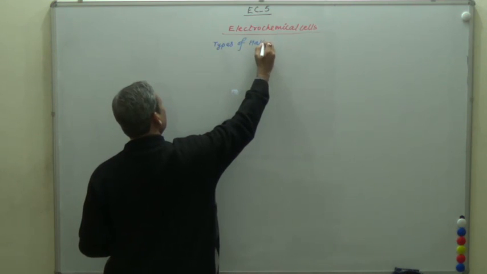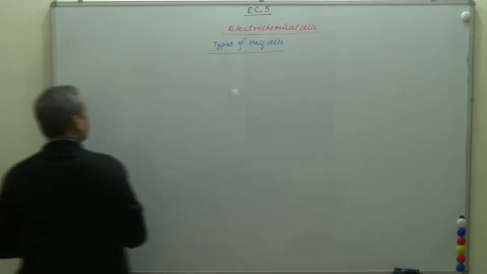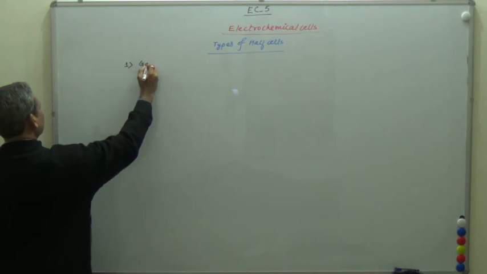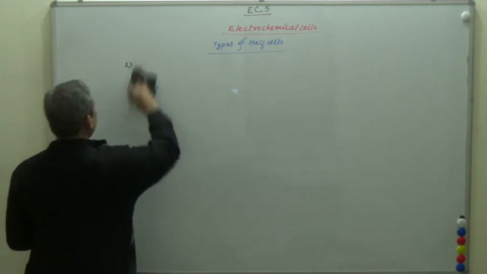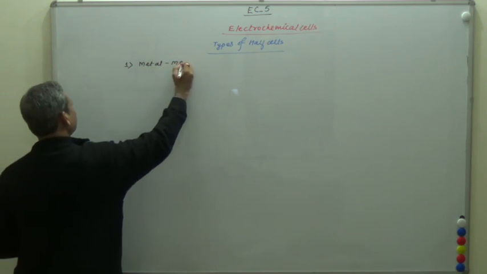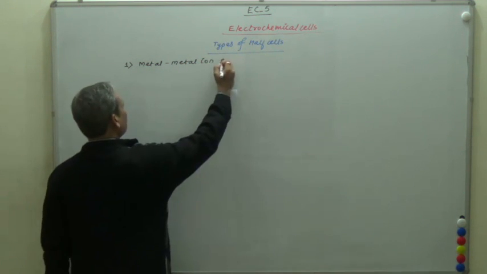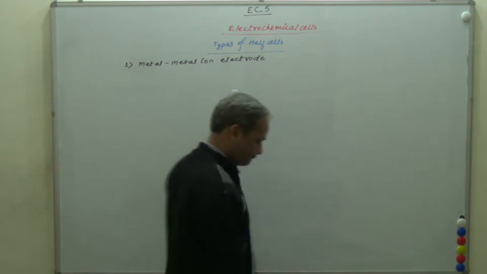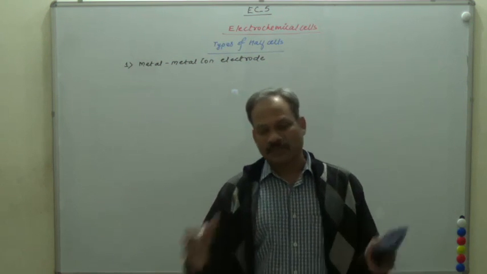Types of half cells. There are the following types of half cells. The first is metal ion, metal ion electrode or half cell. Metal ion electrode. Half cell is also termed as an electrode.